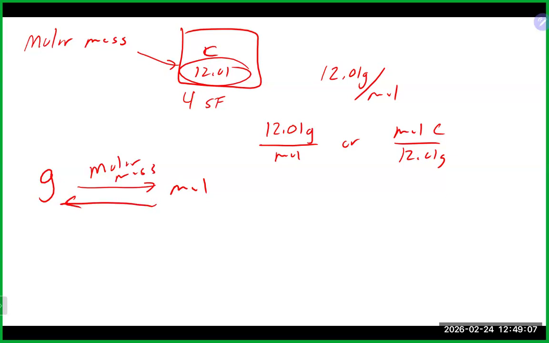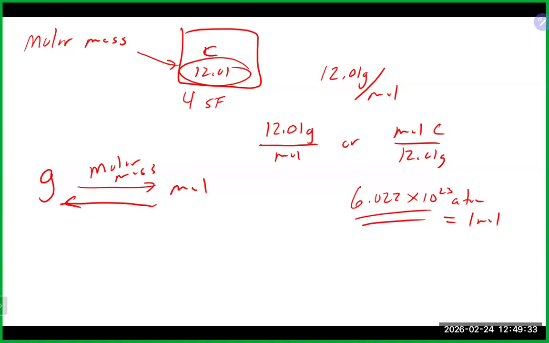We also use Avogadro's number, not usually here too much, but occasionally it does pop up. But Avogadro's number, which is used to go from moles to molecules or atoms, right? That's your 6.022 times 10 to the 23 atoms is equal to 1 mole. That's your Avogadro's number. That is the conversion factor to go from moles to atoms or molecules or back along the way.